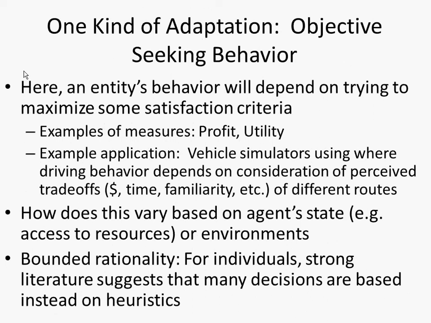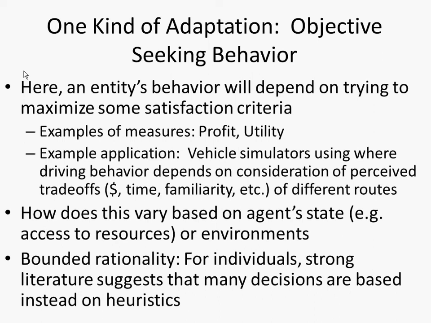So one type of adaptation that can lead to emergent behavior is objective-seeking behavior. Here an entity's behavior tries to maximize some satisfactory criteria. Now, there are a lot of problems with this, but for certain conditions, it can be very effective. Companies, for example, have a very clear goal that they often try to maximize: shareholder value or profit. And if you're simulating companies, you may be able to characterize this.